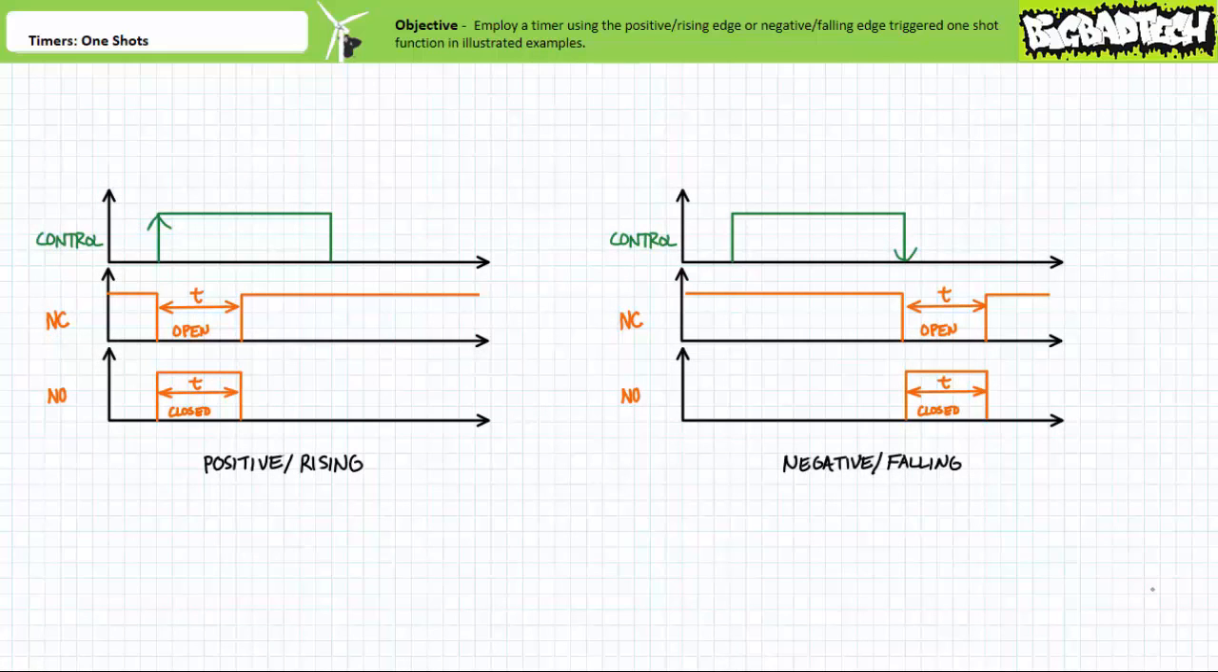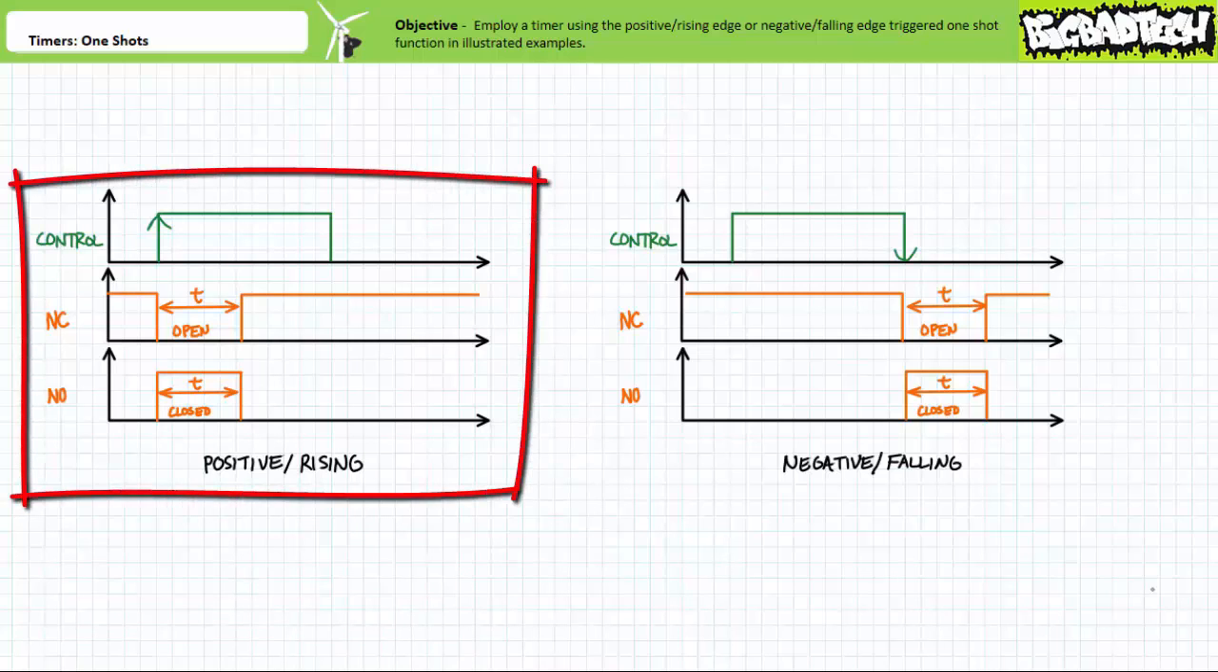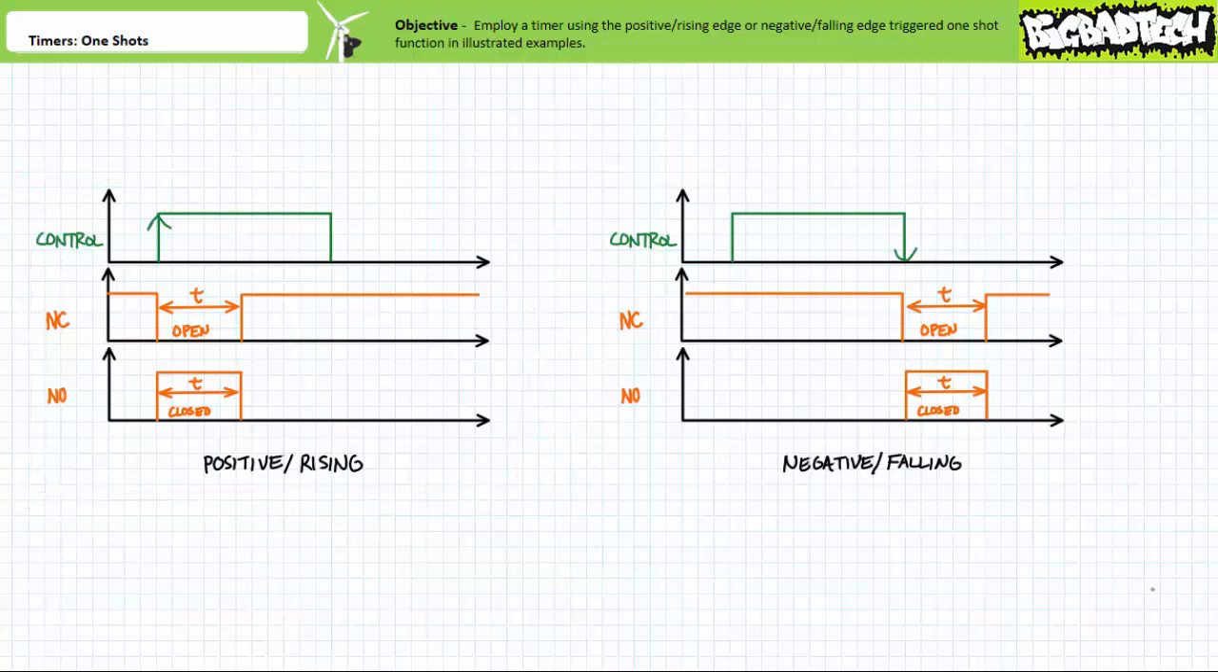Returning to the topic at hand, OneShots, you'll recall that a simplistic timing diagram of a timer executing a positive or rising edge triggered OneShot function would look like this. When the controlling input experiences a rising or positive going transition, the associated contacts only temporarily assume the opposite activated state for a period T and then revert to their deactivated state, despite the controlling input still being energized. As the name implies, a positive edge triggered one-shot is triggered only by a positive edge.